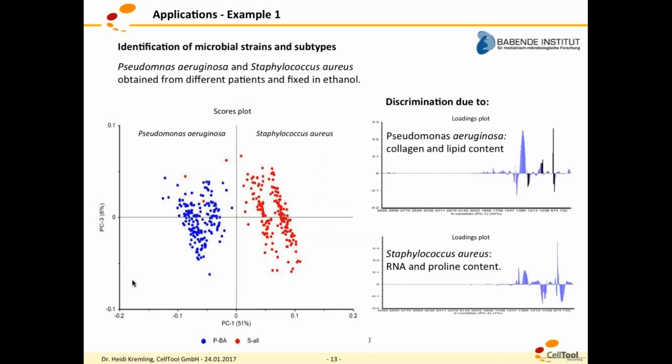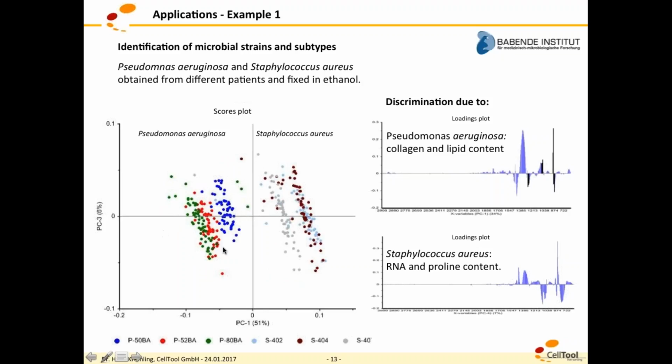In the first example, I want to show you the analysis of bacteria. Together with one of our cooperation partners in Würzburg, we had a look at Staphylococcus aureus and Pseudomonas aeruginosa. We got the samples from different patients infected either with Pseudomonas or Staphylococcus, and we cultured and diluted these samples several times to really get pure strains for Raman analysis. As you can see here very well, in the scores plot, we could really well discriminate the Pseudomonas from the Staphylococcus aureus bacteria.